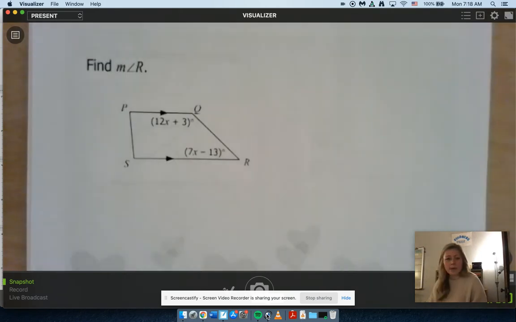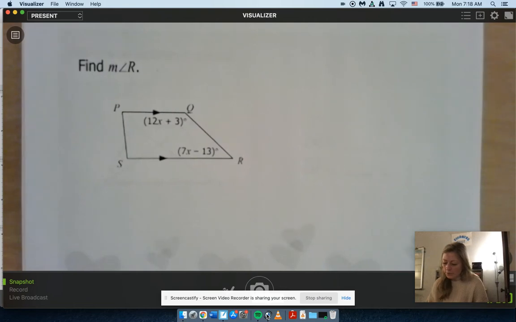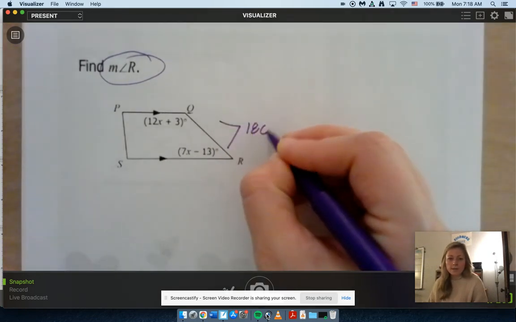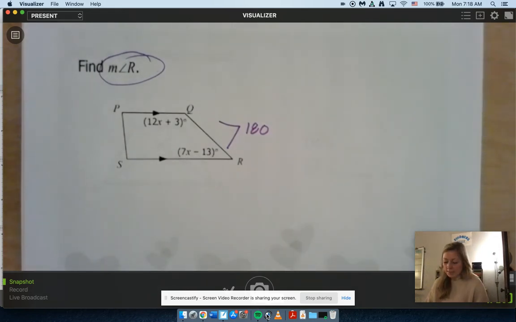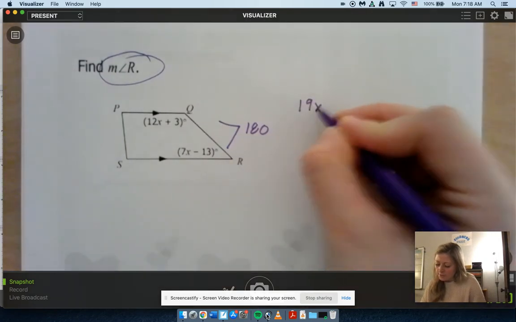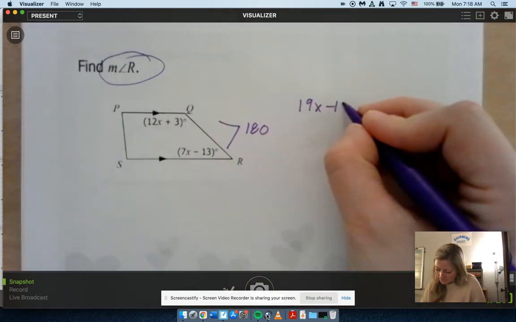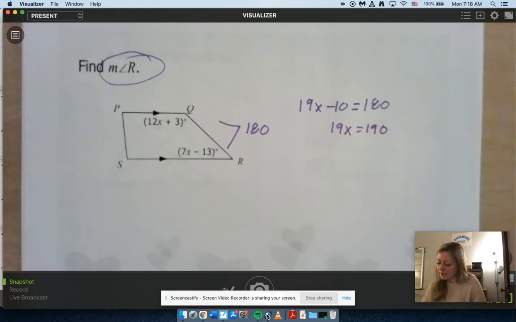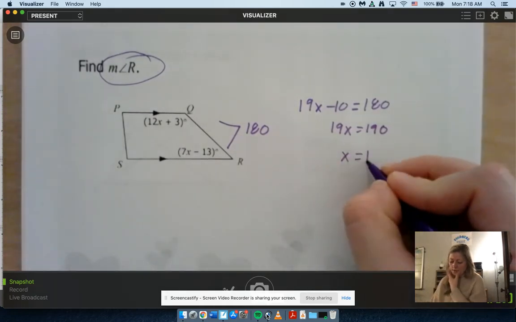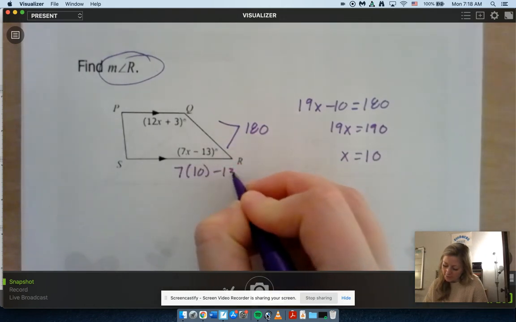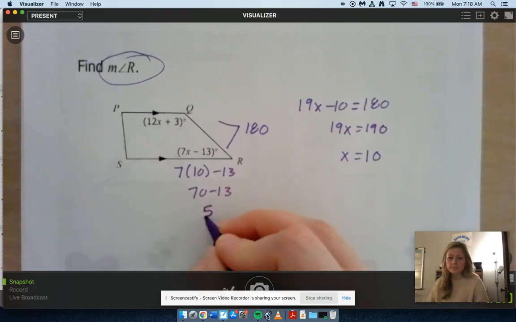Then, of course, let's throw in some algebra just to work on those skills here. We're looking for the measure of angle R. So in order to find that, we have to figure out what x is. We know that those two guys add to 180. So I'm going to kind of do two steps in one. I'm going to add my like terms right away. So 12x plus 7x is 19x. 3 minus 13 is negative 10 equals 180. Add over that 10. 190, divide out, x equals 10. Now we plug in. So 7 times 10 minus 13, 70 minus 13 should give us 57.